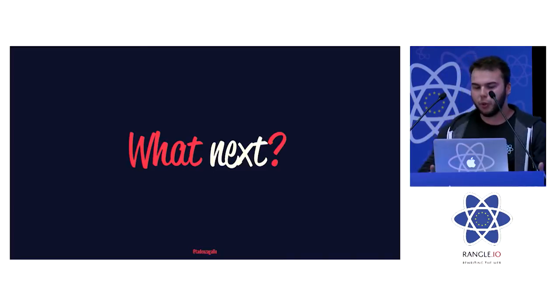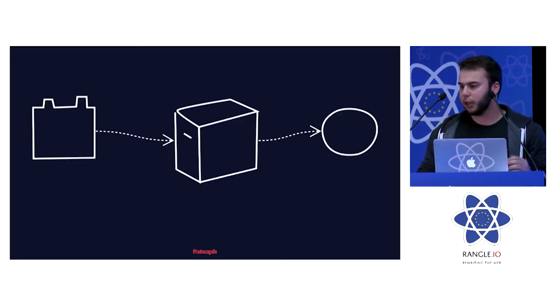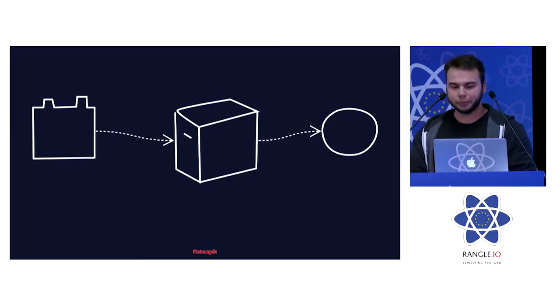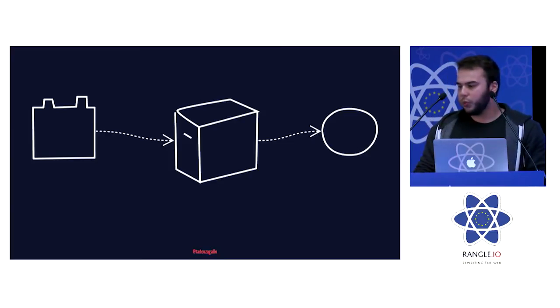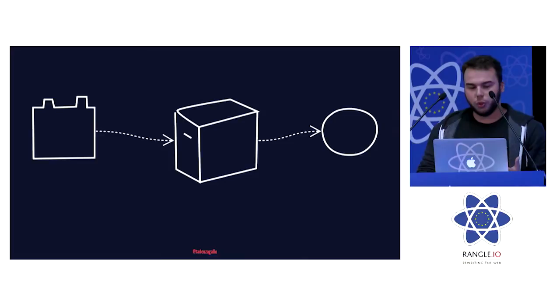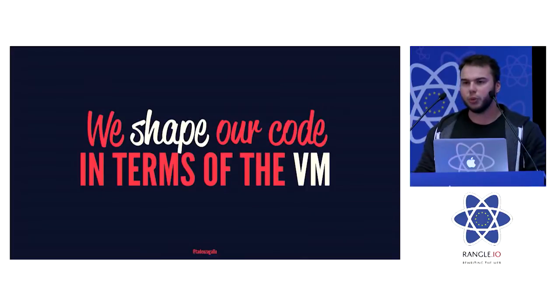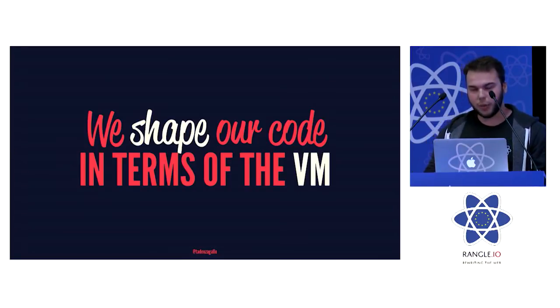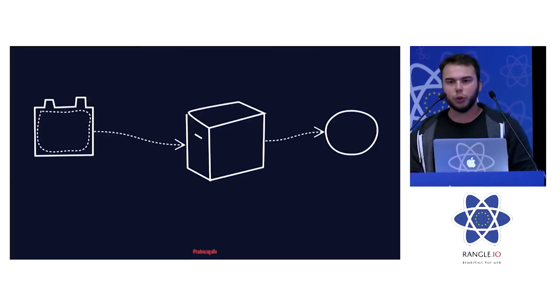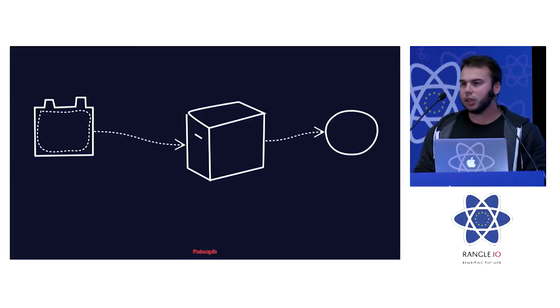So when we come from the web, we usually think about our JavaScript as this input that goes through this black box, that's the VM, and we get some output. If the VM doesn't like the input, it's going to be slow to execute. So we shape our code in terms of the VM. We know what the VM can or cannot optimize, and we try to avoid the patterns that are bad for it. And then we shape our input in terms of it, and hopefully it gets faster. And that's how you have to do it.